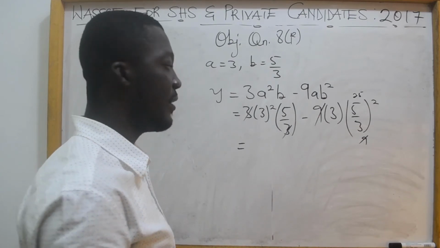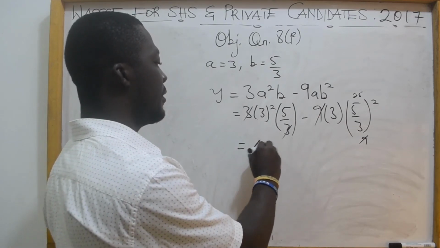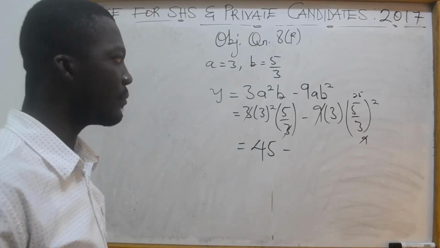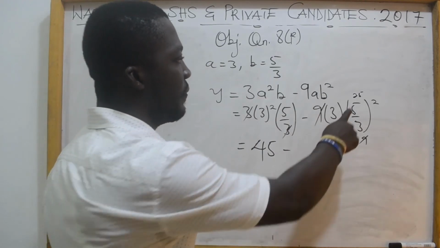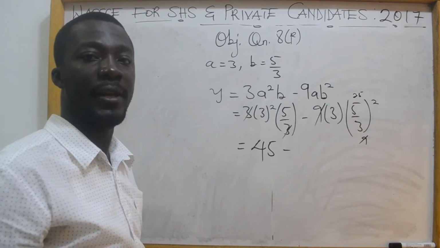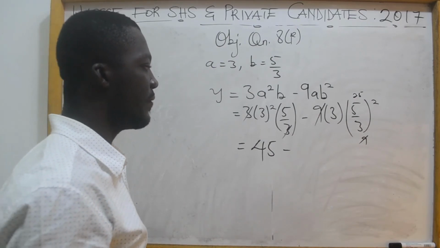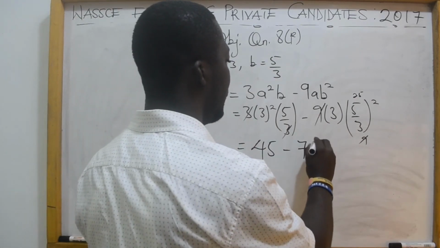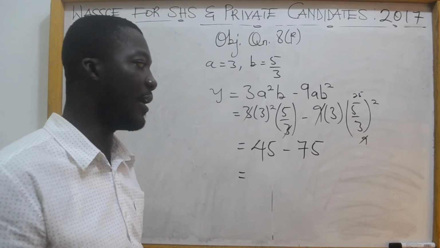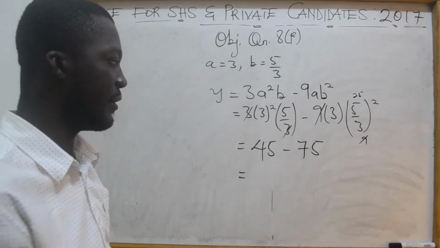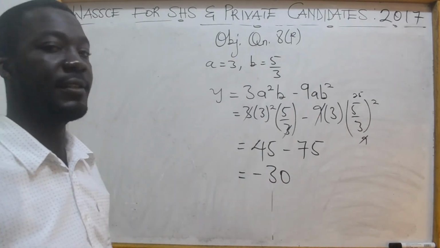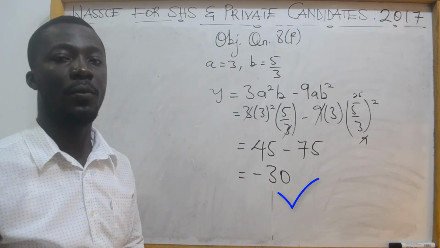9 times 5 is 45 minus, we have 25 here. So 25 times 3 is 75. Then when you subtract 75 from 45, we are going to get negative 30. That is the value of y.